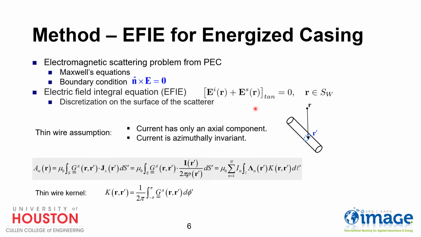So for the energized casing, which is a thin structure, the radius of the casing will be much smaller than its length. So we can use this simple assumption. That is, the current only has the axial component, and the current is invariant azimuthally. So under this assumption, we can reduce the surface integral to the line integral. In this integral, the kernel is singular, which can be evaluated by the quadrature rule.